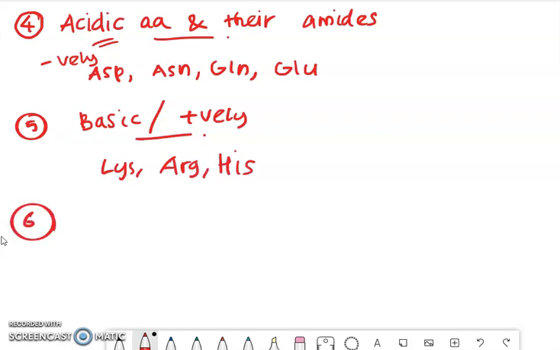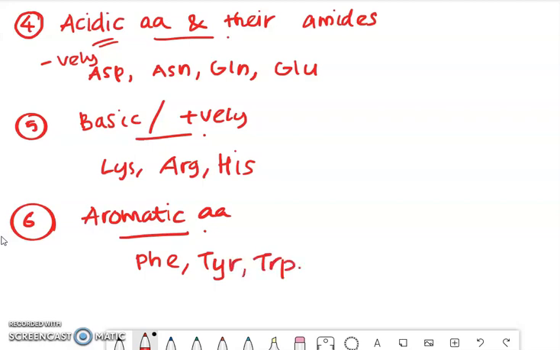Sixth one is aromatic amino acids. What are those? Phenylalanine, tyrosine and tryptophan. Seventh one is the amino acid which has an imino group in its R chain. It is proline. This is the structural classification of amino acids based on their R group.